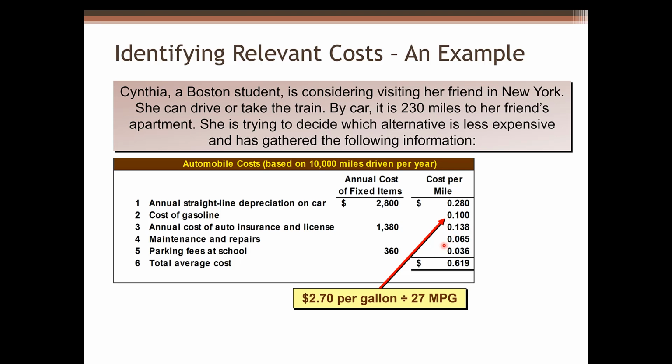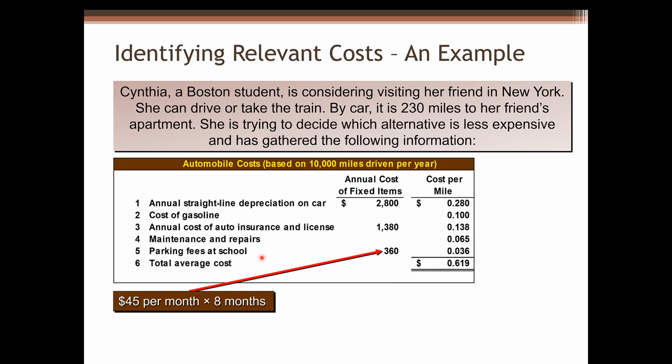Number 4, for each mile driven, maintenance and repairs cost is $0.065. Number 5, parking fees at school. For each month, parking cost is $45. Cynthia attends school 8 months of a year. So 45 times 8, and then we can get total annual parking cost, $360. We divide it by 10,000 miles, and we can get $0.036. This is parking cost for each mile.